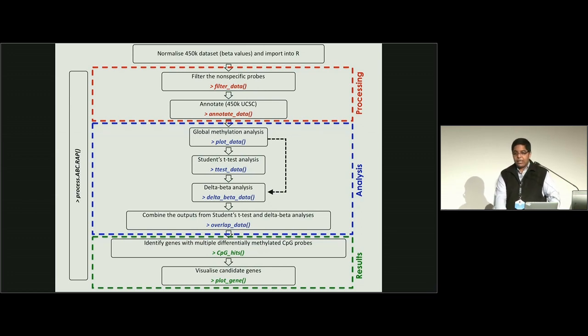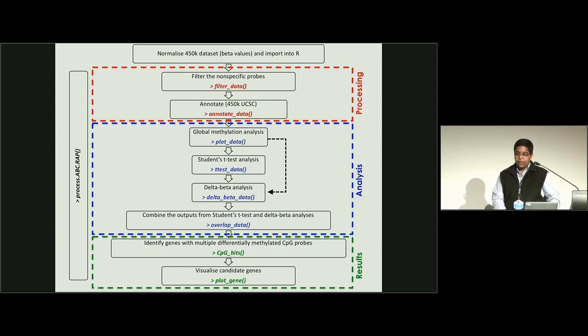ABC.RAP has 3 stages: the processing, analysis, and results. So the package doesn't really deal with normalization and batch effect adjustments, but it filters out the probes that are non-specific, and they were known to align to non-specific regions in the human genome.